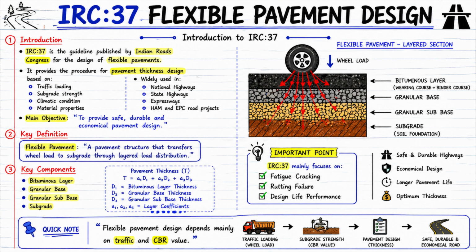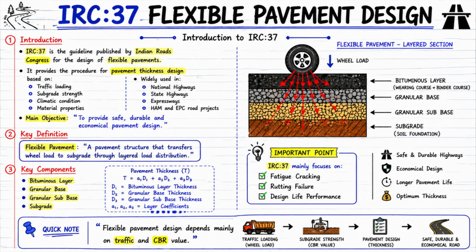Subgrade strength. Now the second factor, subgrade strength. How strong is the soil below? And be honest, this is the actual hidden engineering. No matter how premium the road above looks, if there is a weak subgrade below, then the pavement will eventually show distress.